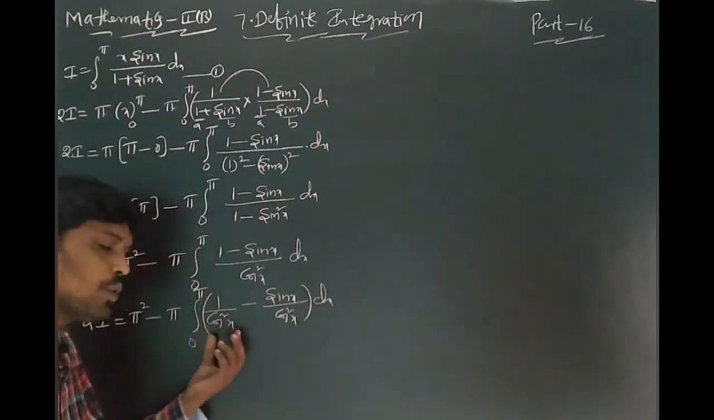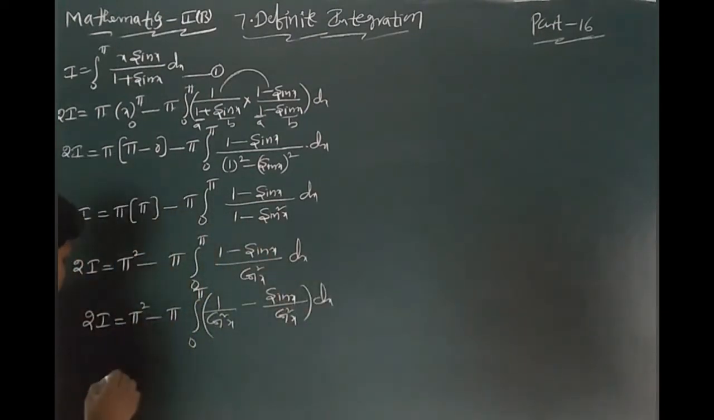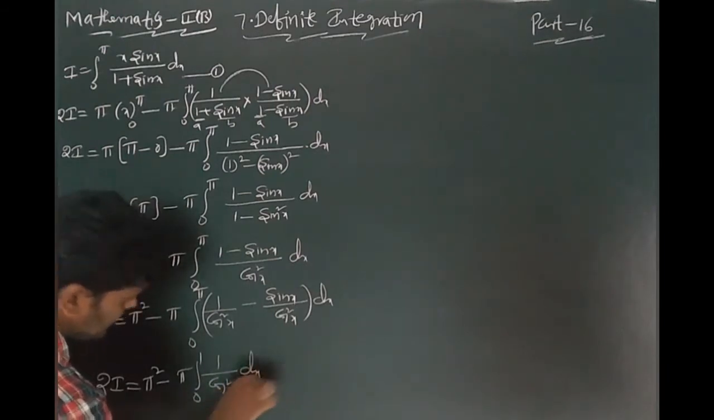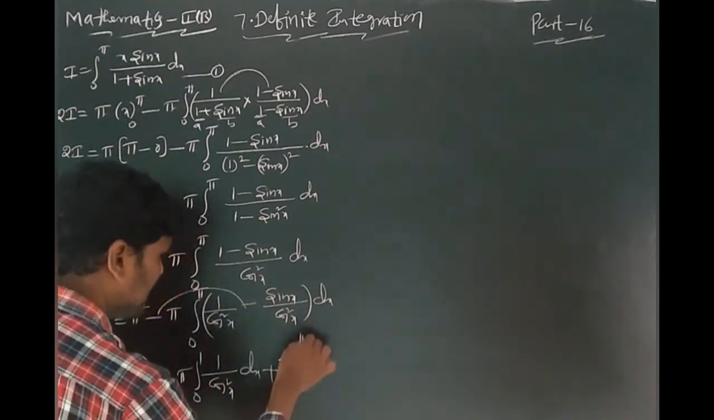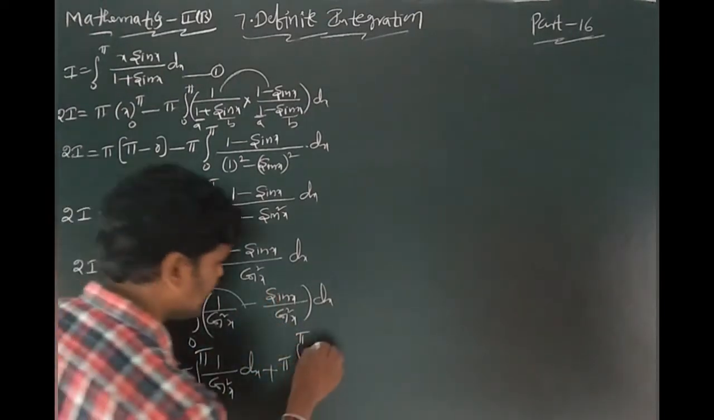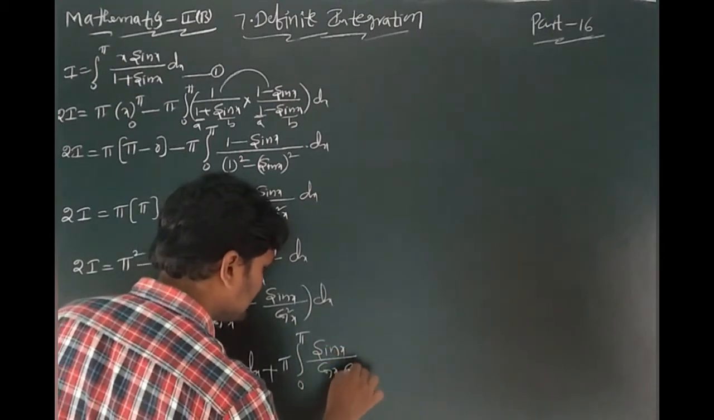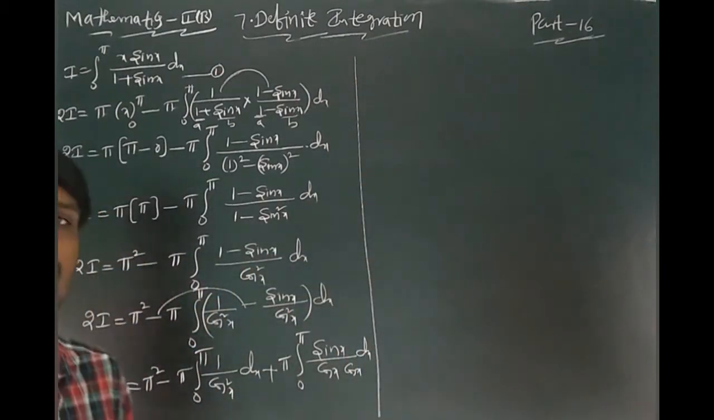After that, you can separate these two terms into separate integrations. You get 2I is equal to pi square minus pi into integral 0 to pi, 1 by cos square x dx, minus into minus plus pi into integral 0 to pi, here sin x is there. Here the denominator cos square x can be written as cos x into cos x. Correct or not, students?